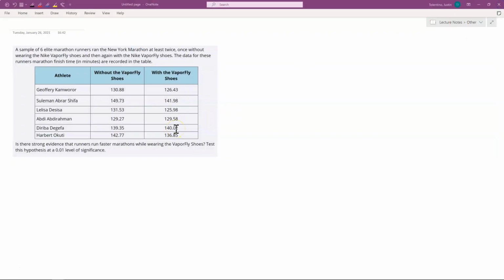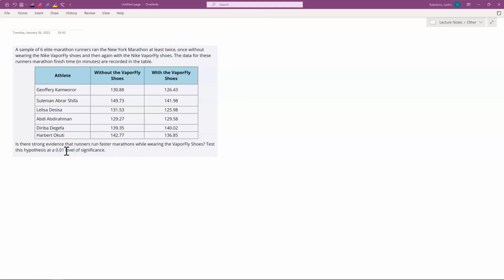We have 6 elite marathon runners where we were actually able to measure their times running the New York Marathon, once without the Vaporfly shoes and then again with the Vaporfly shoes. And we want to see, did it help to increase their time? Do we have enough evidence to say that? And so in this case, we're going to be looking for that strong evidence and testing it at a 0.01 level of significance.